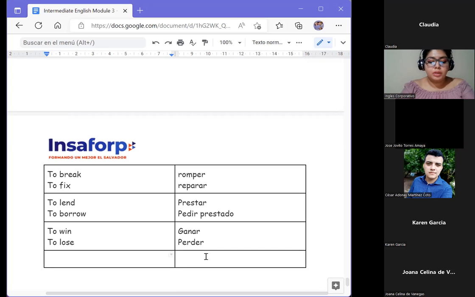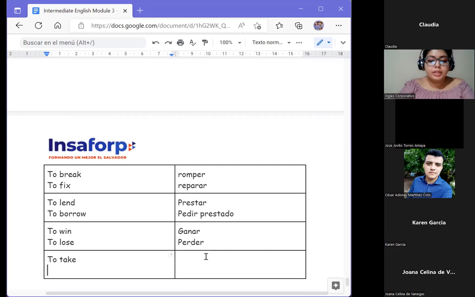And the last one that we're going to use is take and give. Tomar, in some cases we can say like in not a really good way. It's like just take and give is dar.